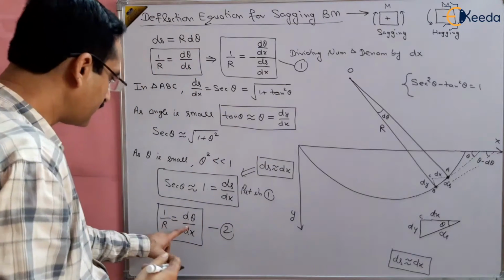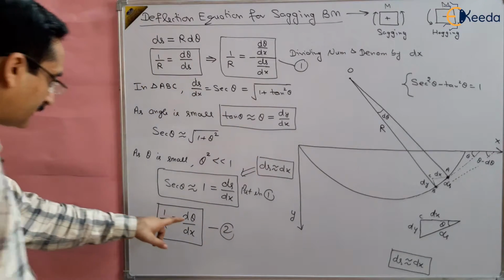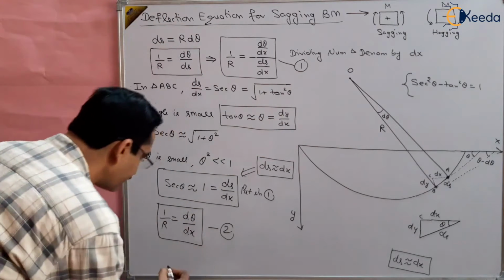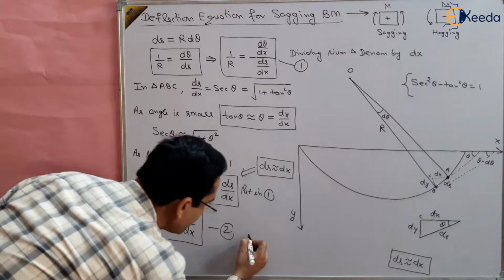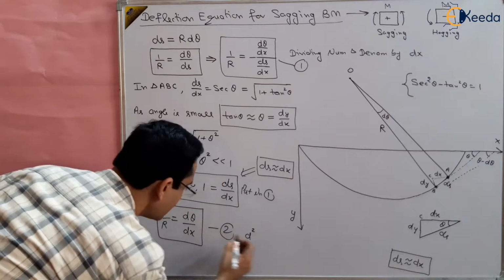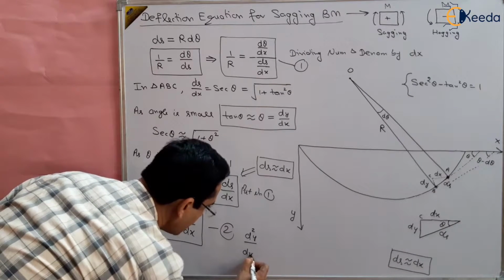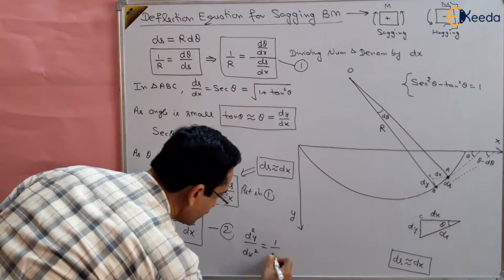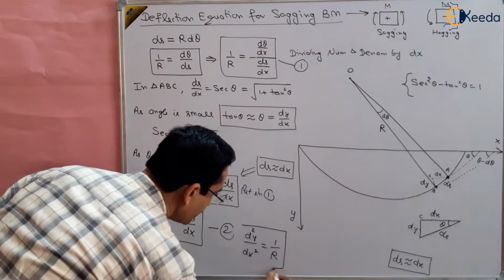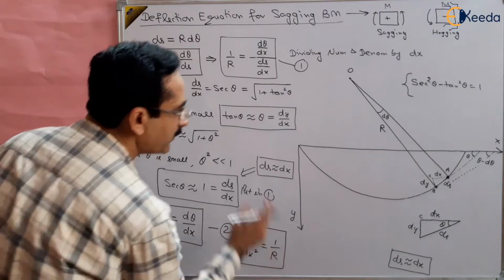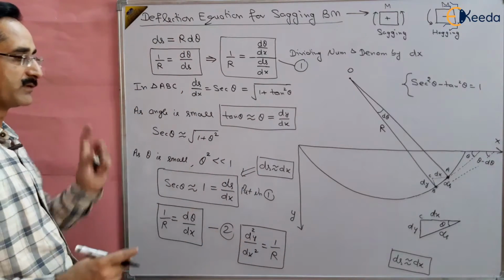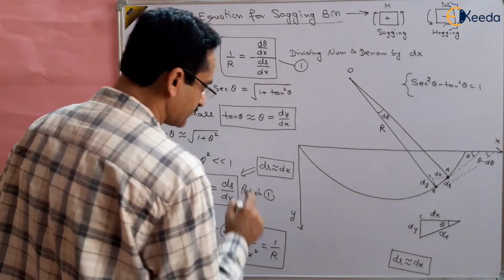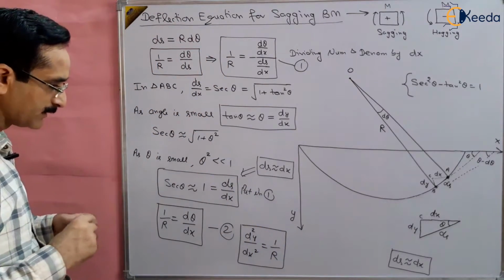So here we can write that theta can be replaced with dy by dx. So we can write here that d square y upon dx square will be equal to, because theta is replaced with dy by dx, 1 by r. So d2y by dx square is equal to 1 by r. This equation we have achieved, right? Now we want to further solve this equation. How to solve this equation further, right?